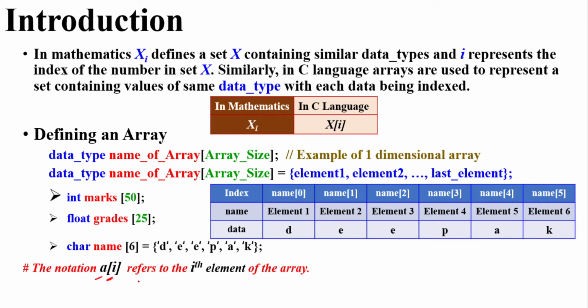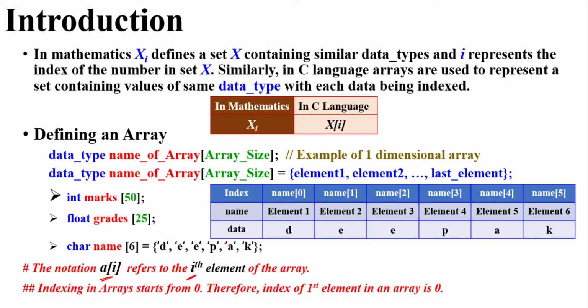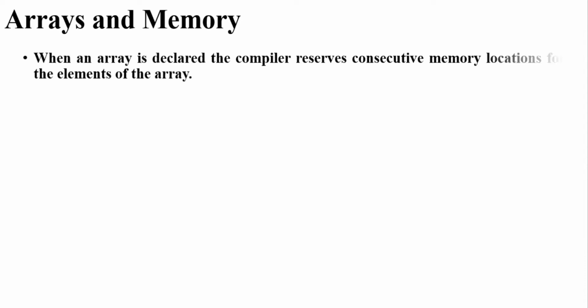a[i] refers to the ith element of an array. For example, name[2] will specify the second indexed element, that is the third element of an array. So this is what the notation is. Now, the only thing that you have to remember is indexing in arrays starts from 0. Therefore, the first element of an array is indexed at 0. This is the only thing that mostly gets programmers confused.